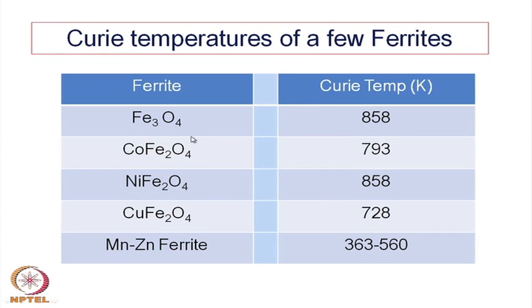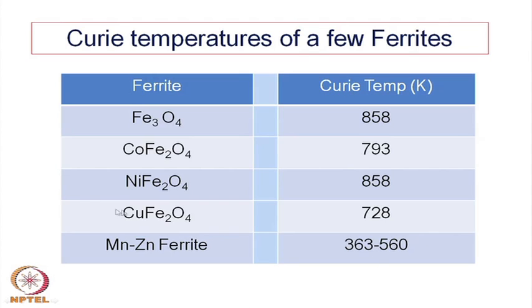Okay. So, that is all. The Curie temperatures of a few ferrites which are of importance are like this. Fe3O4 is about 580 K, 858 K, cobalt ferrite 793 K, nickel ferrite 858 K, copper ferrite 728, and manganese zinc ferrite is about 360 to 560. This is just an indication of what the Curie temperature is, and what the temperature zone of their importance or practical use is.